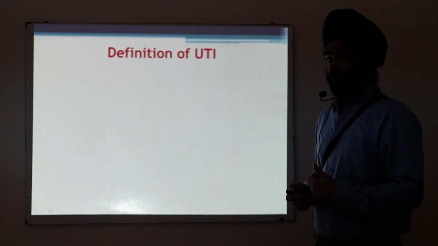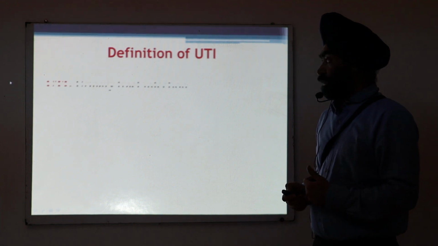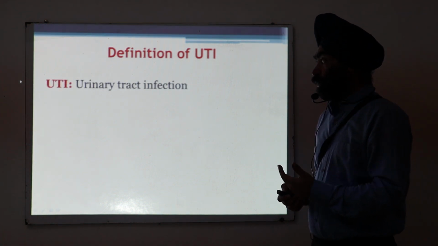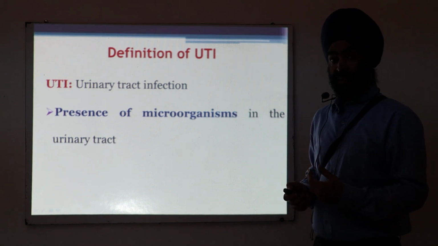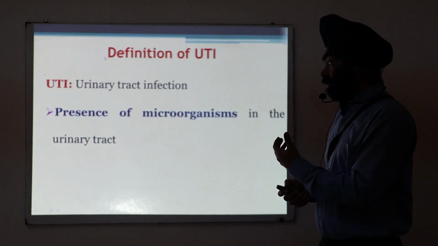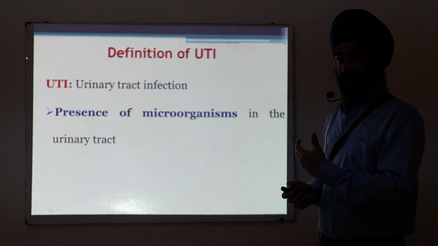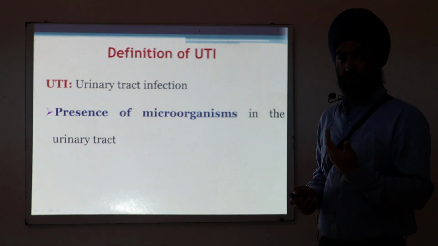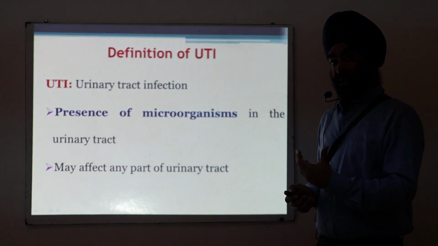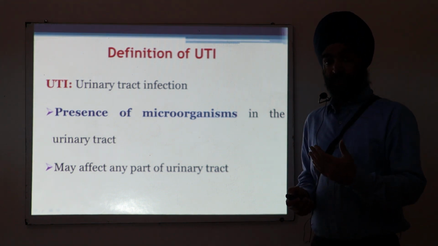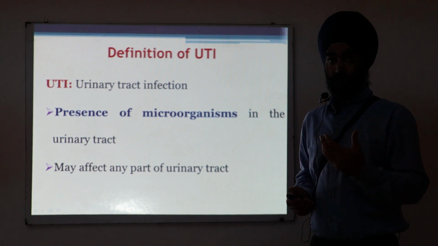So now start. What is the definition of UTI? UTI stands for urinary tract infection, and we say urinary tract infection whenever there is some microorganism present in the urinary tract. So now it can affect any part of the urinary tract, maybe the kidneys, maybe ureter, maybe urethra, or any part.